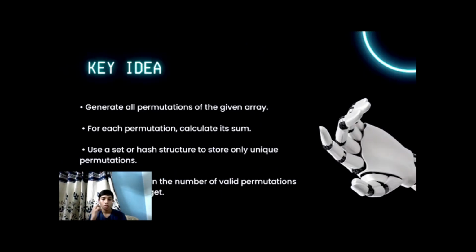Key idea: we generate all the possible permutations of the array. For each permutation, we check if the sum equals the target. We use a set, a hash structure, to store only unique permutations. Finally, we return the total number of valid permutations.